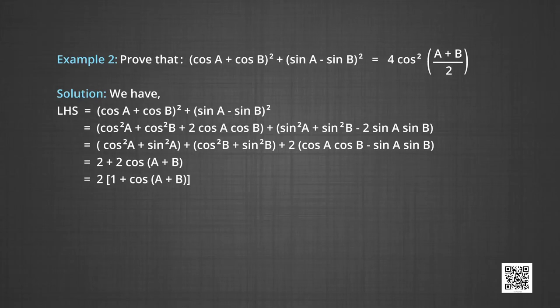Now, taking 2 common, in the bracket we are left with 1 plus cos of (A plus B) and 1 plus cos of (A plus B) can be expressed as 2 times cos square of (A plus B) by 2. So, our left hand side on simplification gives us 4 cos square of (A plus B) by 2, which is same as our right hand side. So, friends, in this module, some formulae of trigonometric functions of multiple and submultiple angles have been derived. Using these identities, some results have been proved.